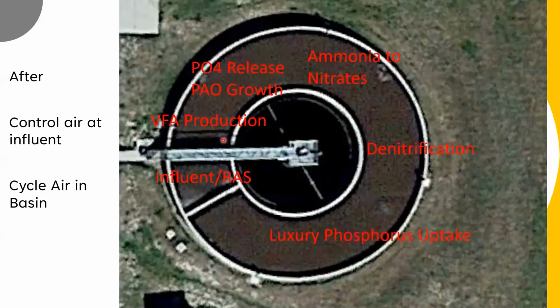So here's kind of their environment now. They have the signs of anaerobic zones early on: PO4 release, PAO growth, and VFA production. Ammonia is being converted to nitrates, and then also denitrification is occurring in the aerobic and cycled anoxic areas, and they're also seeing luxury phosphorus uptake occur.